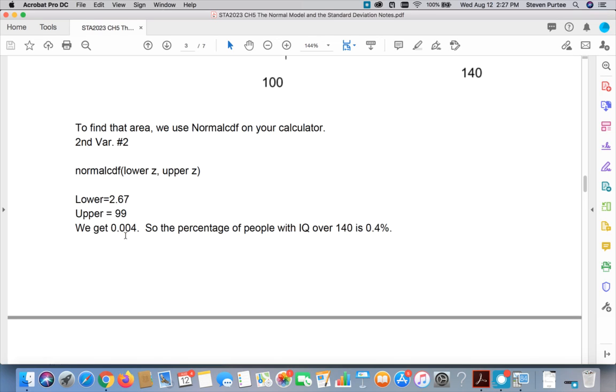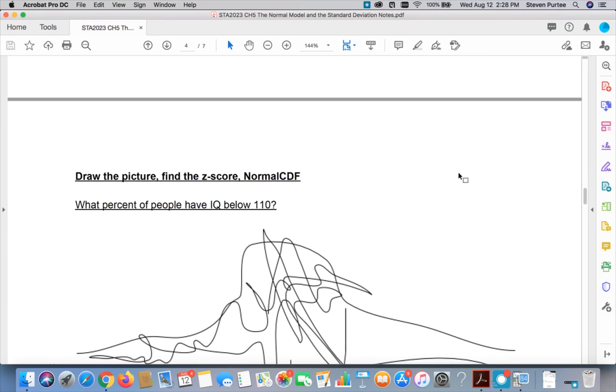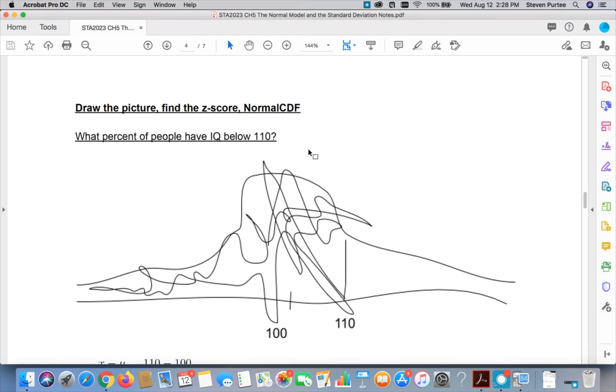So 0.004. So the percentage of people that have an IQ over 140 is about 0.004, rounded to the third place there. Okay, what if we wanted to find the percent of people with an IQ below 110?